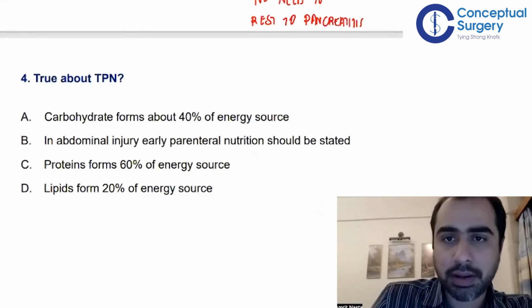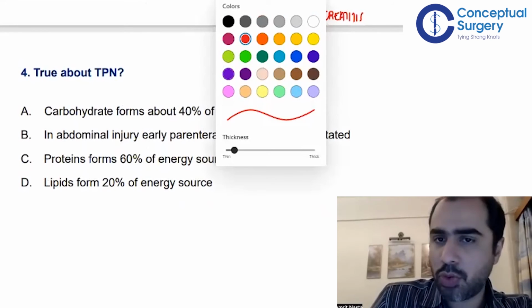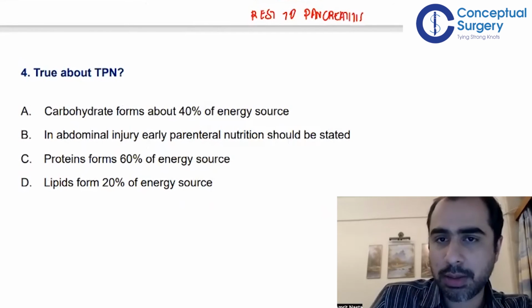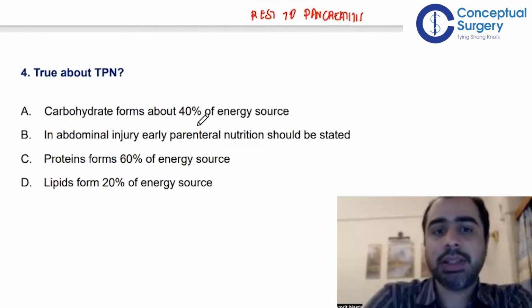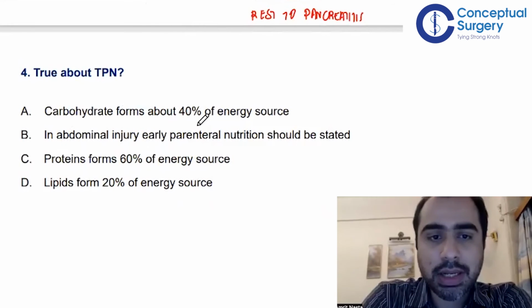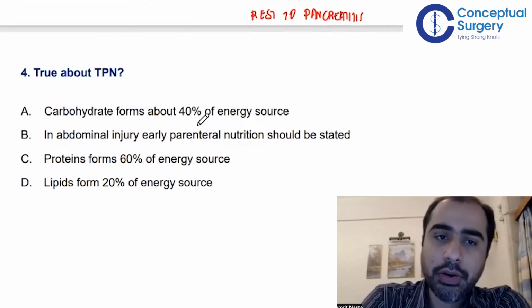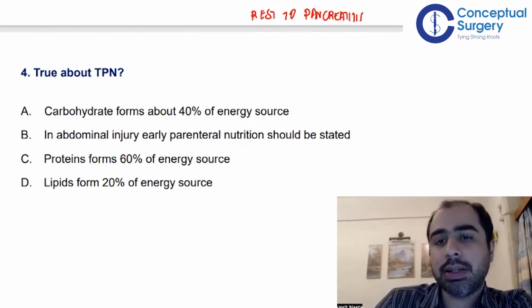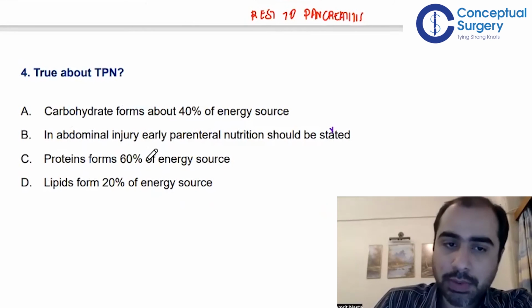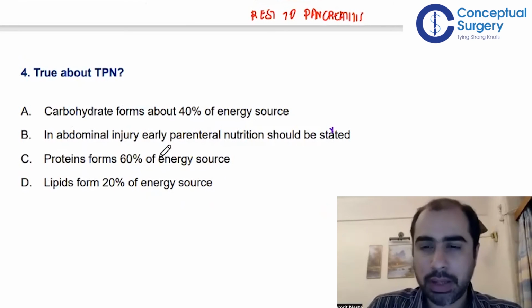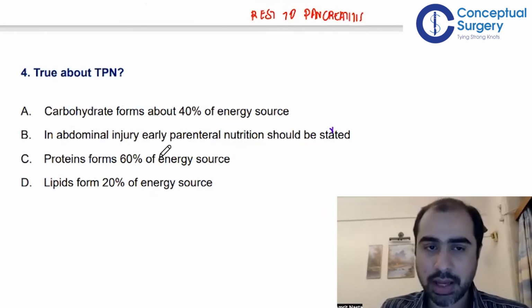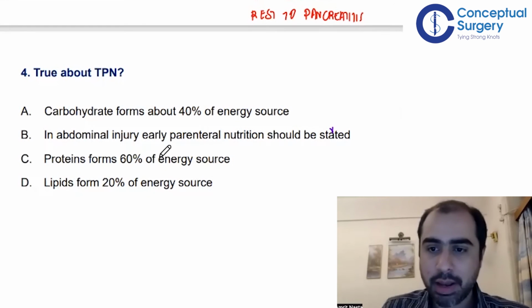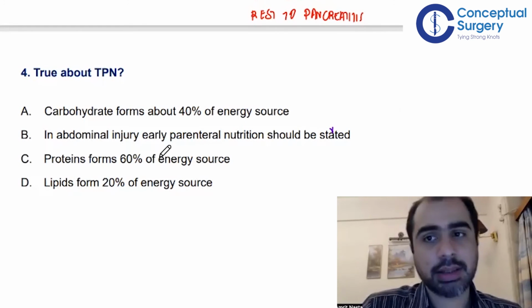True about TPN. So many of you would have used TPN in your surgical patients. Which of these is true? Carbohydrate forms 40% of energy source. In abdominal injury, early parenteral nutrition should be started. Proteins form 60%, lipids form 20%. A little tricky question. A few words here and there have been changed. But they will test your fundas like this.